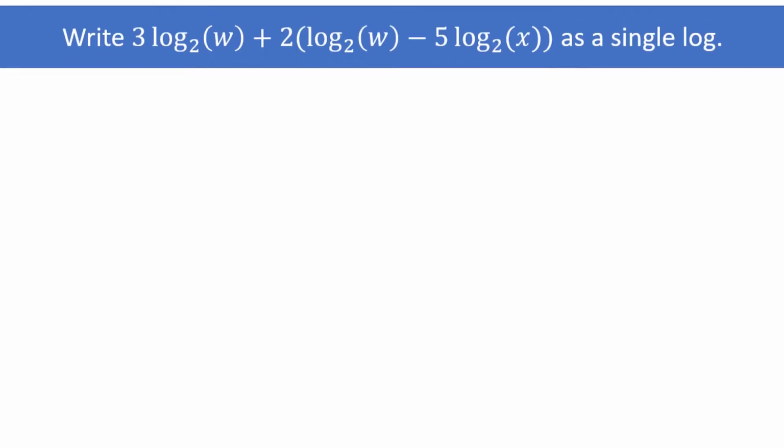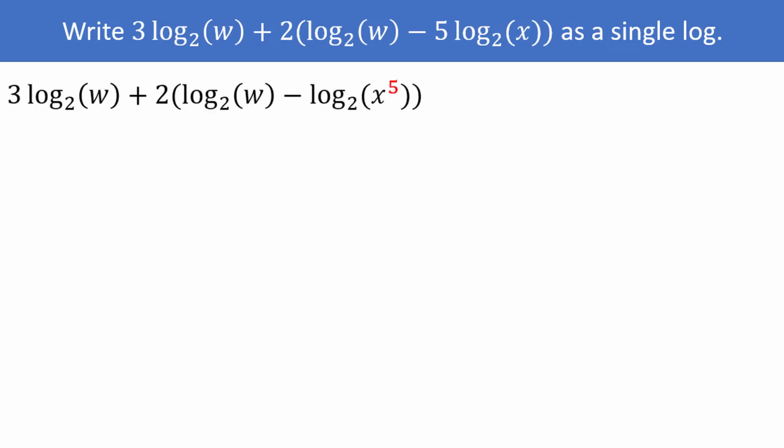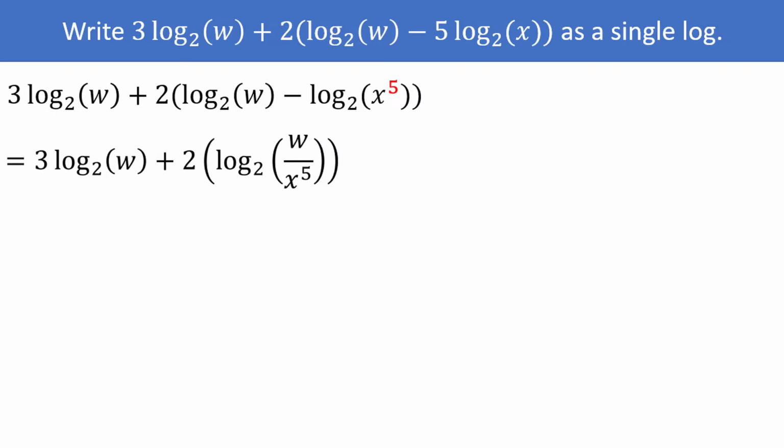Let's try one more problem, writing multiple logs together as one log. The first thing I would like to do is write the 5 on the third log as an exponent. Then we can combine the logs that are subtracted in parentheses using the quotient rule to get 3 times log base 2 of w plus 2 times log base 2 of w over x to the 5th. Then let's move the coefficients of 3 and 2 onto the exponents of the logs.